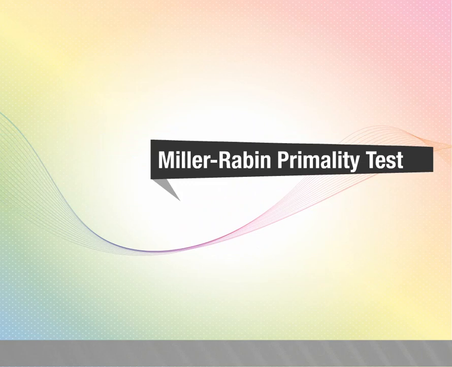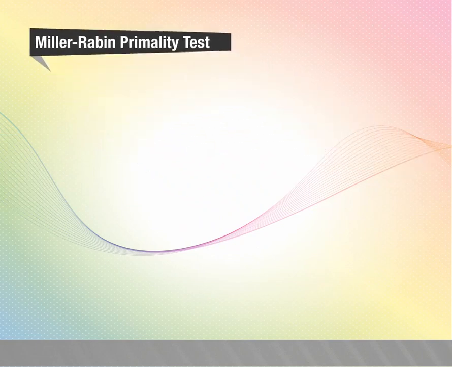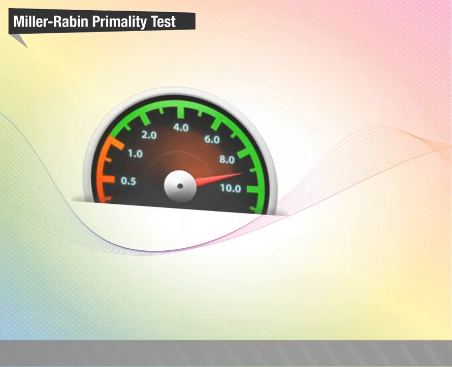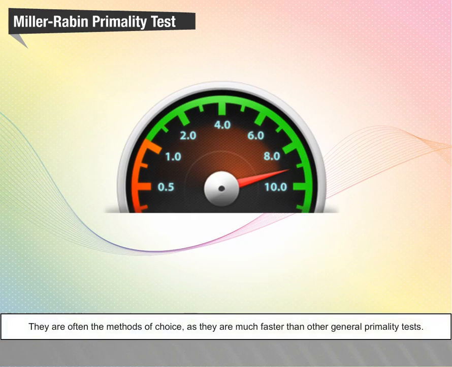Miller-Rabin primality test. The Miller-Rabin primality test and the Solovay-Strassen primality test are more sophisticated variants which detect all composites. They are often the methods of choice as they are much faster than other general primality tests.